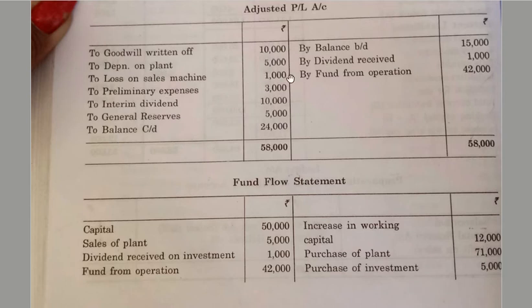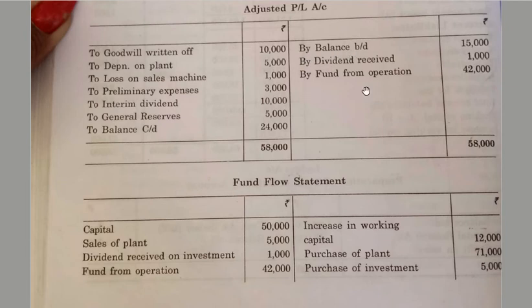Adjusted profit and loss account, so to goodwill written off 10,000, to depreciation on plant 5,000, to loss on sale of machinery 1,000, to preliminary expenses written off 3,000, to interim dividend 10,000, and to general reserve it is 5,000. So all the non-operating and non-fund expenses will be debited. So any income received will be credited. So by balance brought down is 15,000, to balance carried down is 20,000.